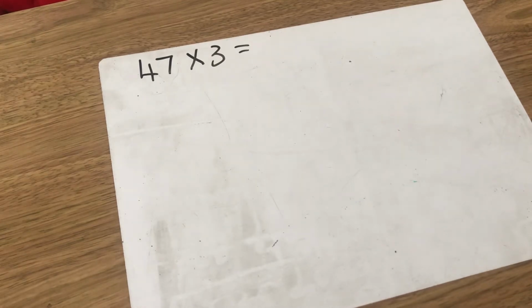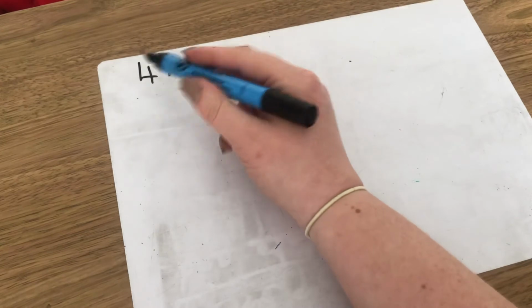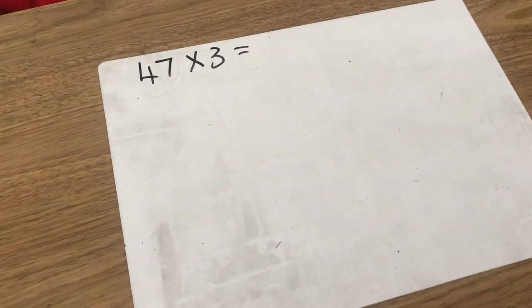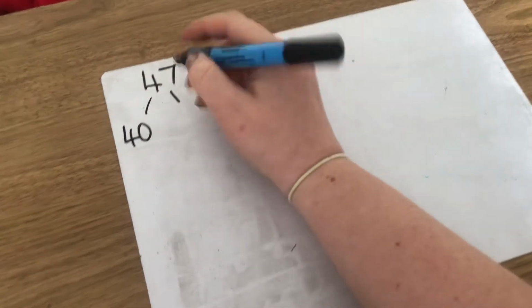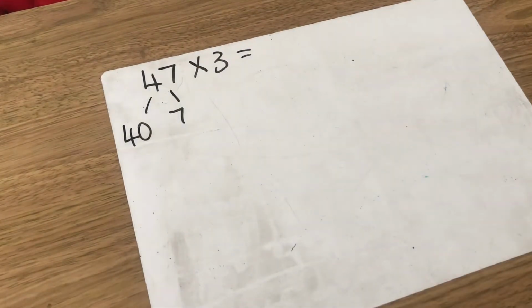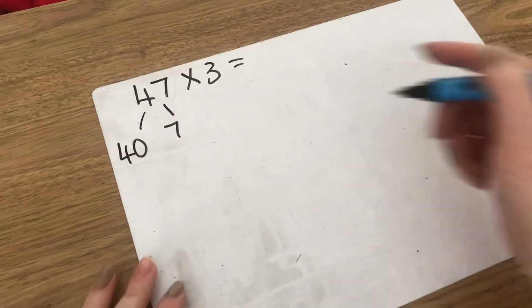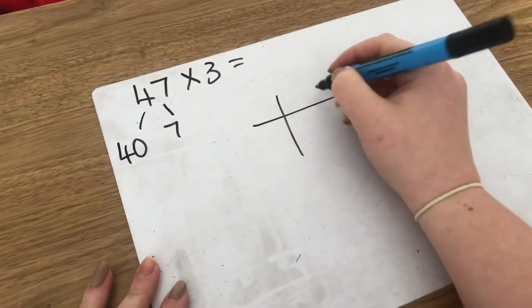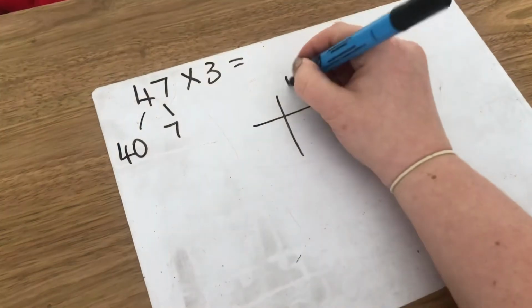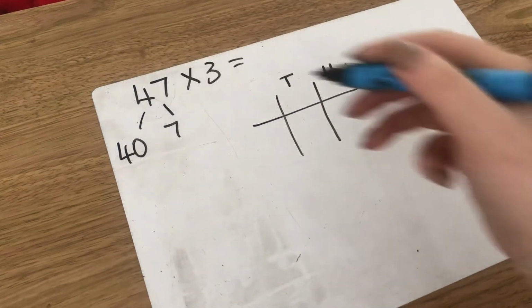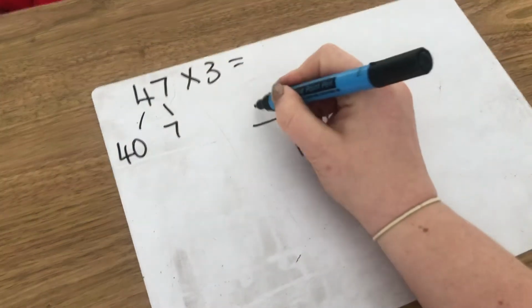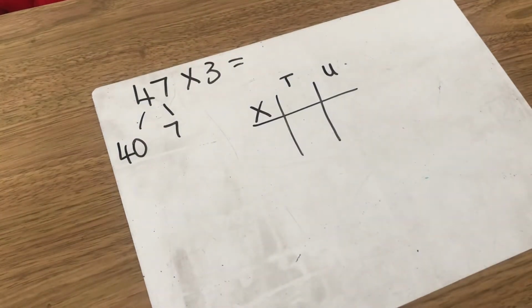So let's have a little look to see how you should have solved this problem. The first step, we talked about partitioning. Our 2-digit number, 47, is made out of 4 tens, which is 40, and 7 ones, which is 7. Let's make our grid. Remember, if you want to help yourself, put your tens and your units in. And remember the operation that we are using today: we are going to multiply.